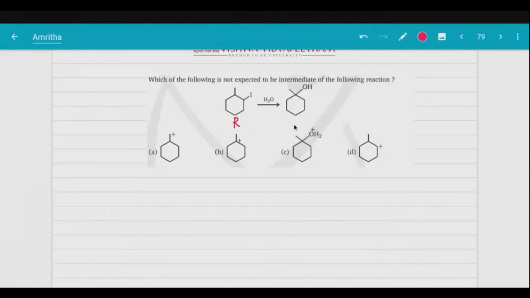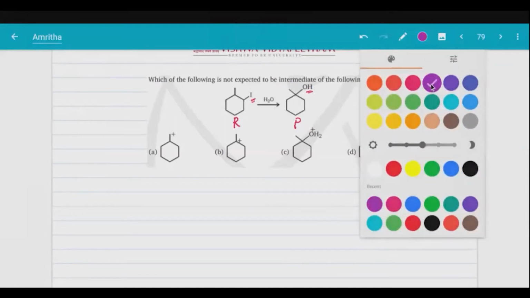So this is our reactant. This is our product. So what is happening basically here? One iodine is replaced with OH, but not in the same position. So what reaction is this basically? Because organic reactions, there are different types. Let me write those types of reactions.